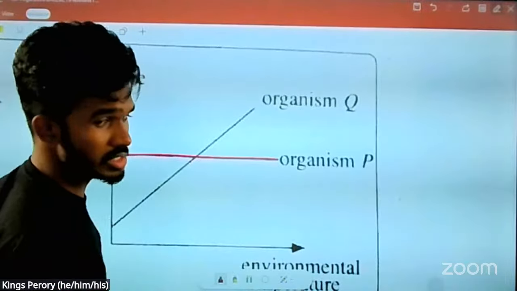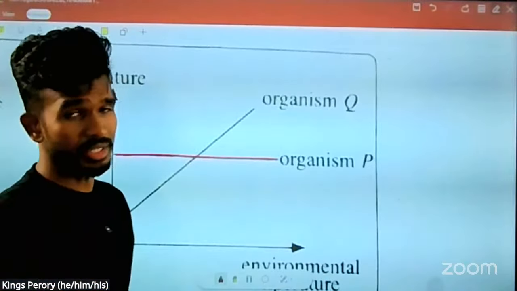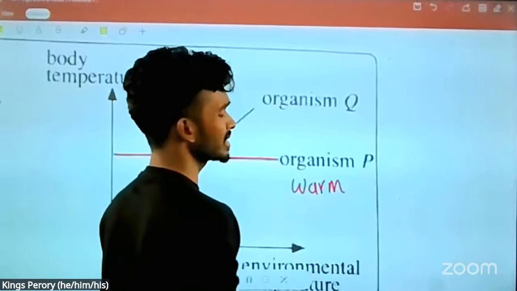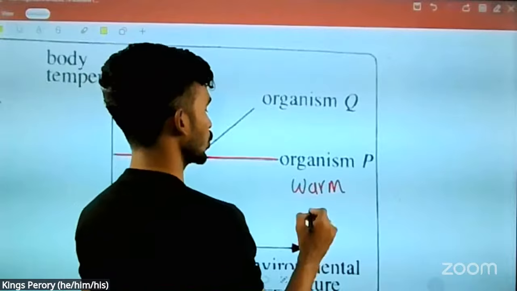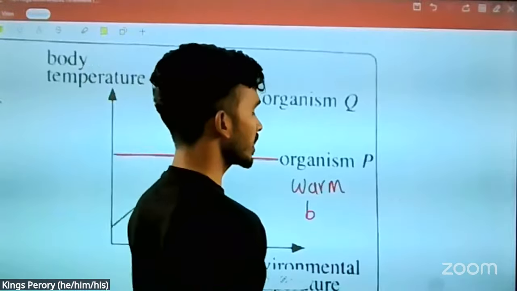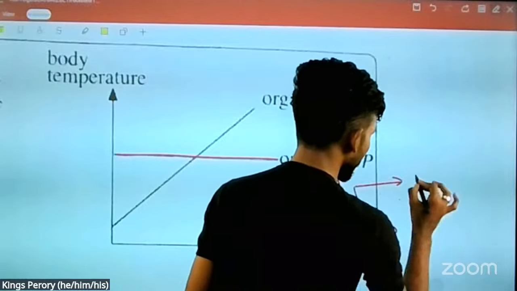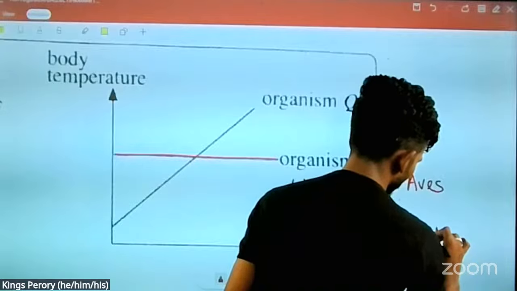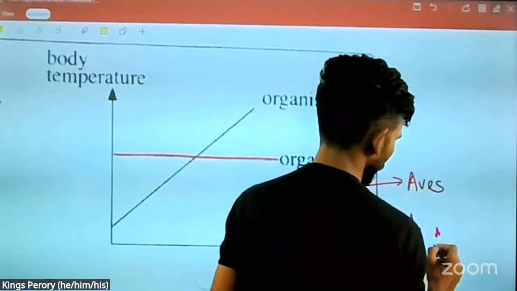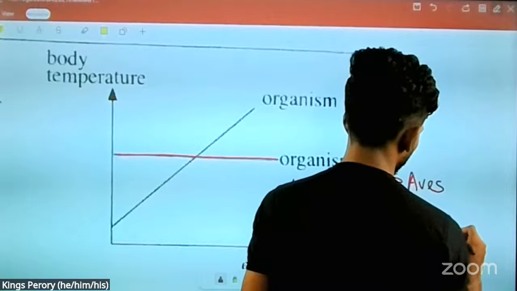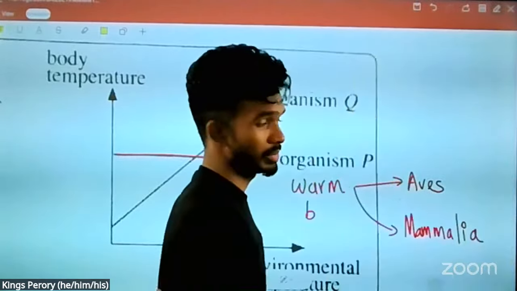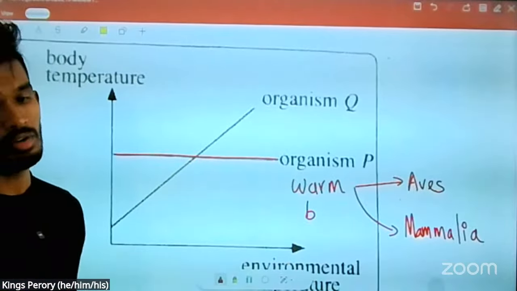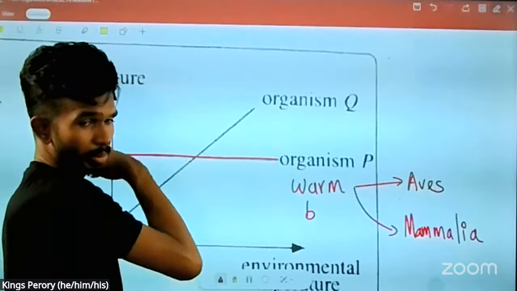Now, warm-blooded, cold-blooded. Only 2 phyla are warm-blooded. What are the 2 phyla that are warm-blooded? Aves and Mammalia. Keep that in mind. Only Aves and Mammalia are warm-blooded. So this is warm-blooded. Body temperature is not changing.